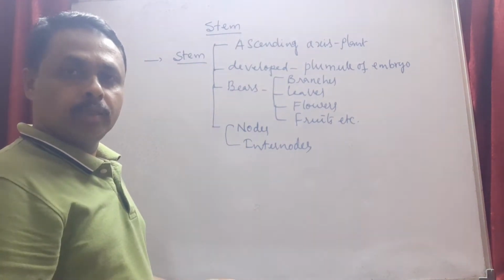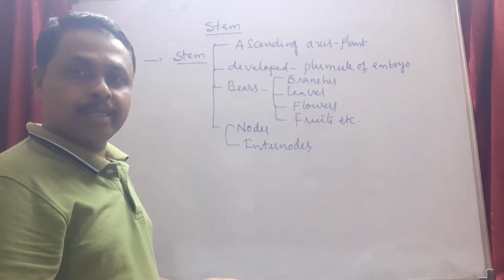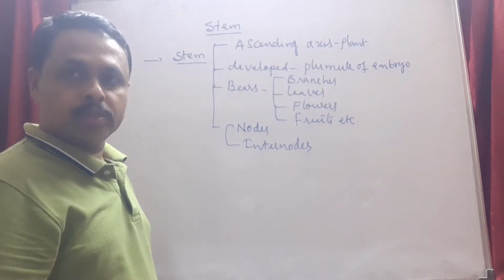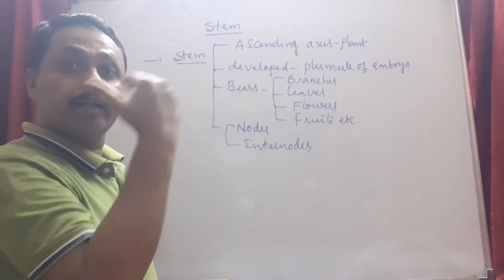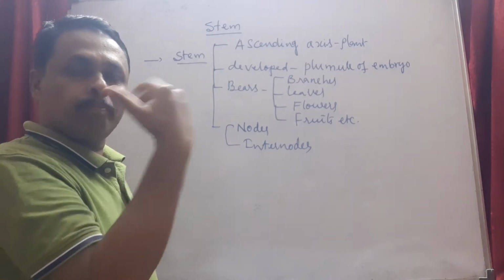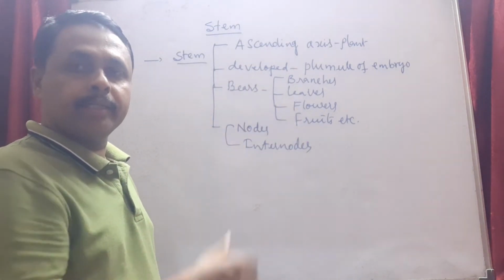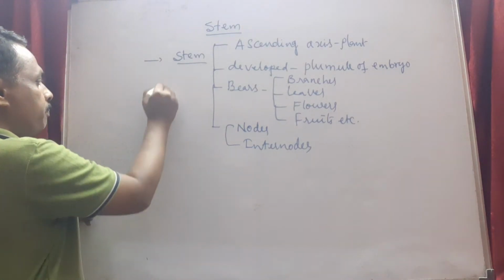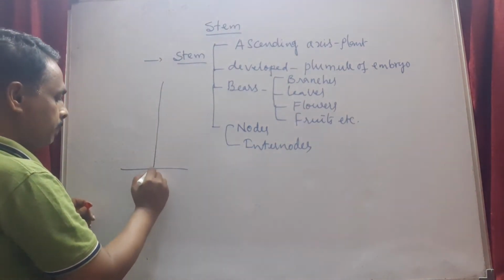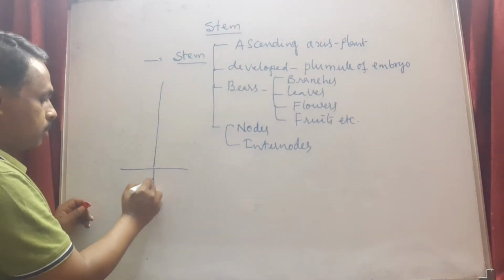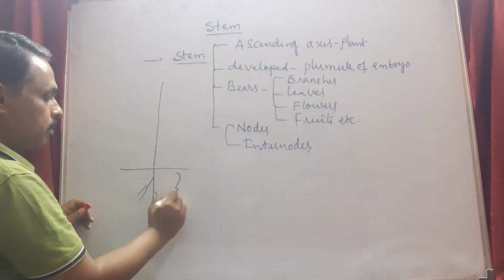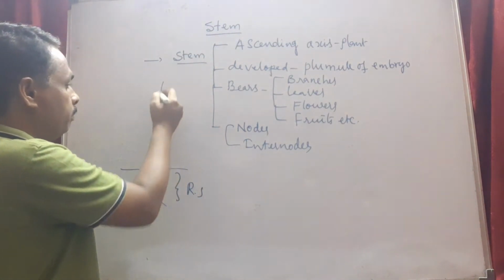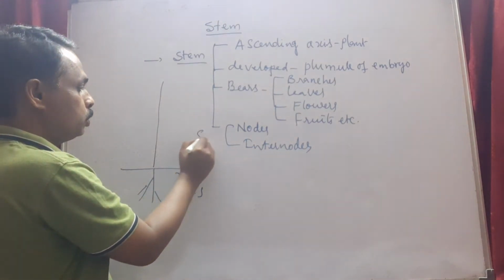When you look at the plant, based on the appearance we can see two portions. The part of the plant which is not seen by us, present under the ground, will be called root system. The part of the plant which is erect and present in the air will be called a shoot system. Suppose this is the plant: the part which is below the ground is the root system, and the part above the ground is the shoot system.